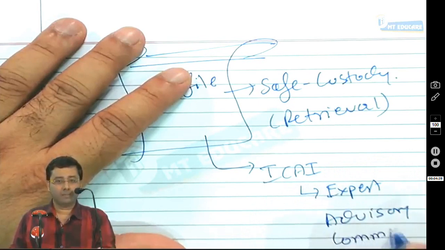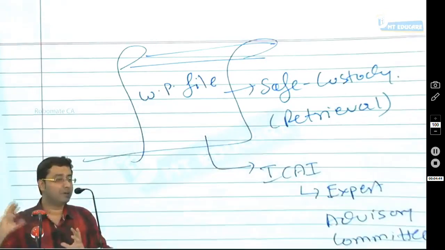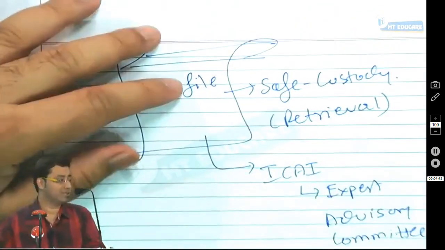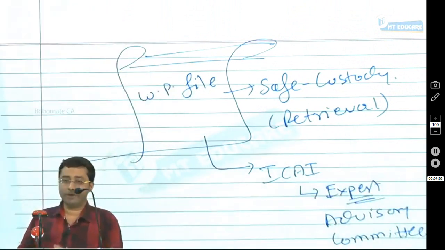Sir, what is the role of this committee? Basically, what does this committee deal with? This committee deals with providing expert advice and suggestions on how to improve the systems for auditors. Now, what is this expert advisory committee going to do?